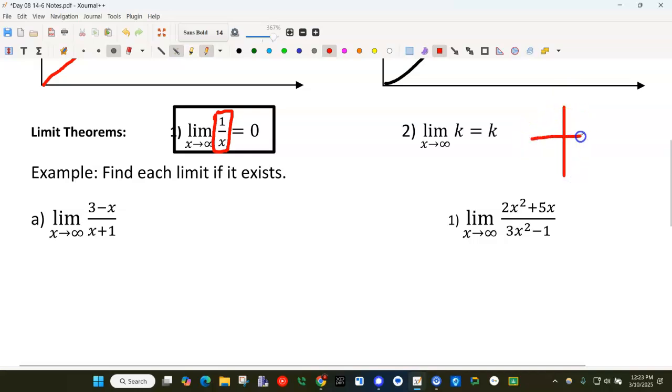K is just a regular number, so let's say if I had like 8, right? That's the equation y equals 8, and that would be right here. So, well, what's the limit of this function? Well, it's not going up or down. It's already converged. Every single point it's at 8. That's why the limit equals 8. So this only applies to when we have no variables and just a number, right?